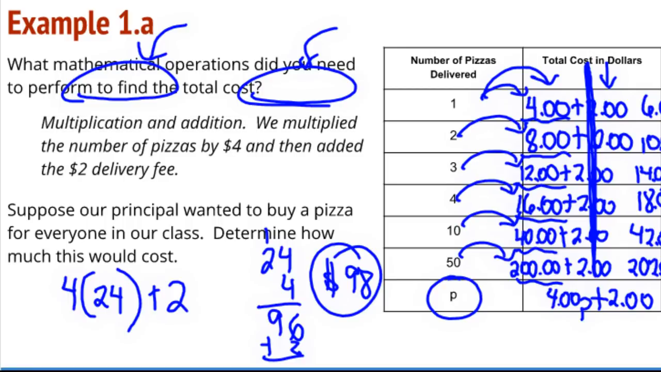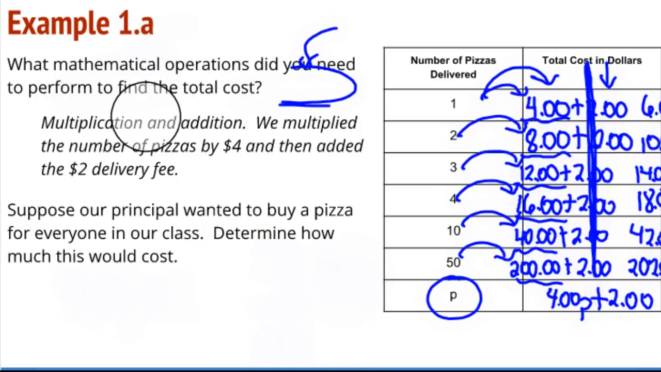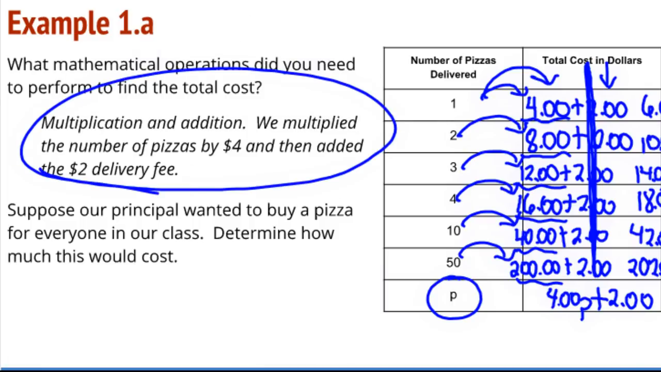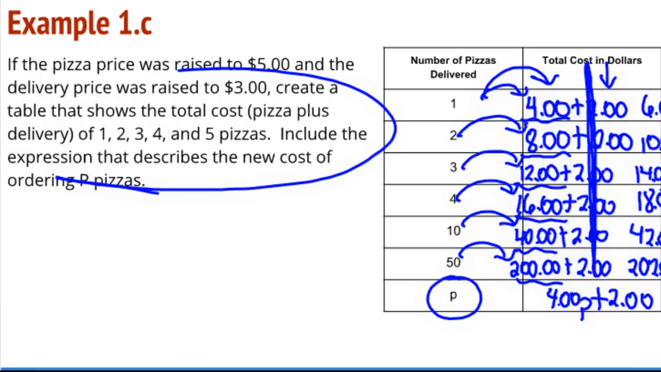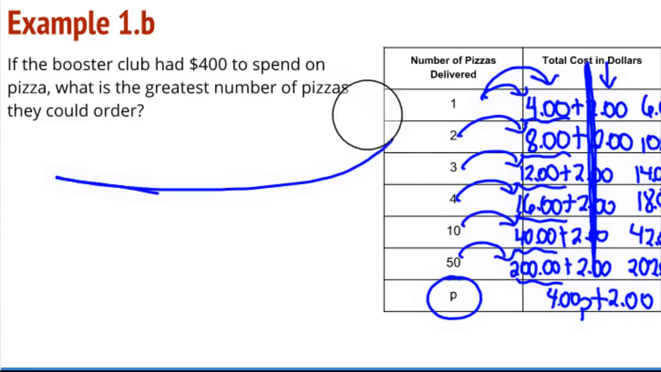All right. Now, mathematical operations. Taking a look at what was actually happening within the table. We were adding the 2, and we were multiplying 4 by the number of pizzas. I know, a little out of order. Got to fix the slides. Now, if a booster, if a school supporter wants to come and spend $400 on pizza, how many pizzas could they buy?